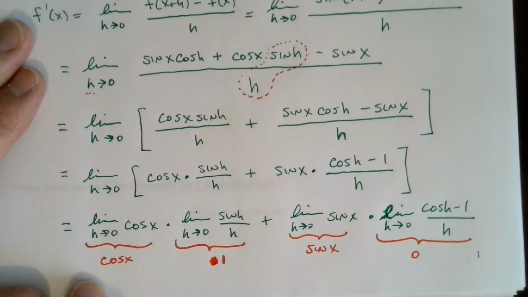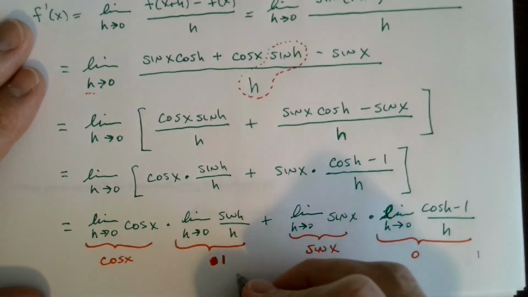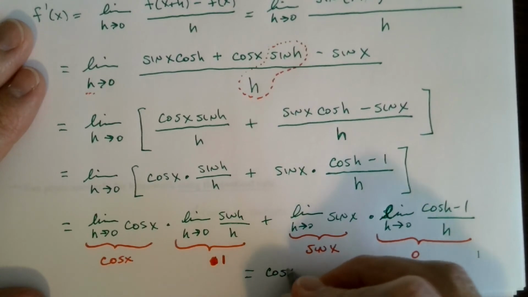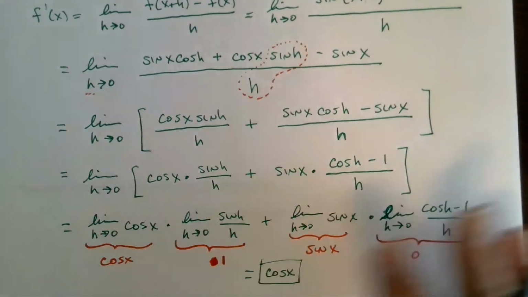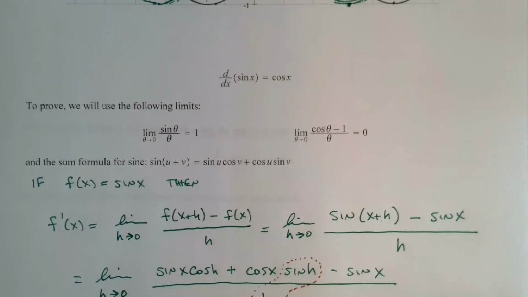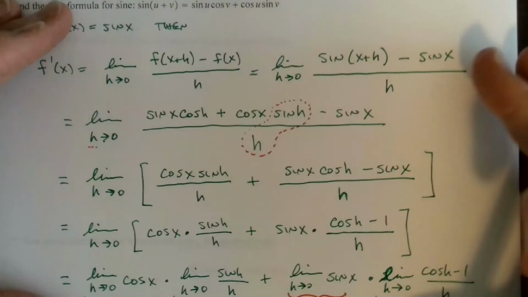So cosine x times 1 is cosine x, sine x times 0 is 0. And so we're obviously left with cosine x, which is what we wanted to prove. And so now we have it. The derivative of the sine function is the cosine function, right? And you'll never have to go through this limit definition again.